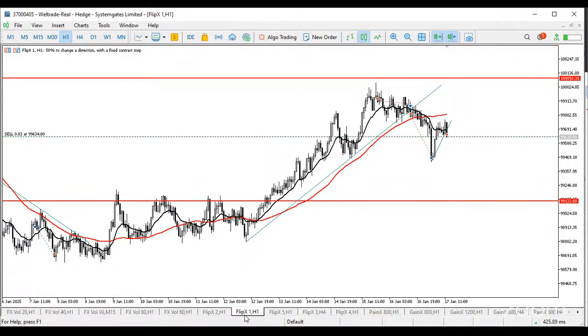Then you can come to flip S1 and flip S2. If you have a $200 account, we recommend you trade volatility 20, volatility 40, flip 1, flip 2, and then maybe flip 3. This volatility is so crazy. It's crazier than gold. With 0.01, you can make a substantial amount. I tell you.